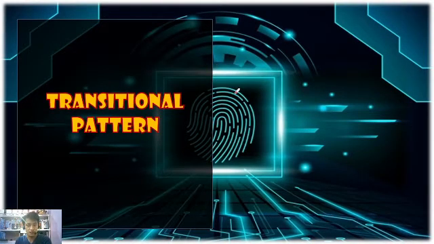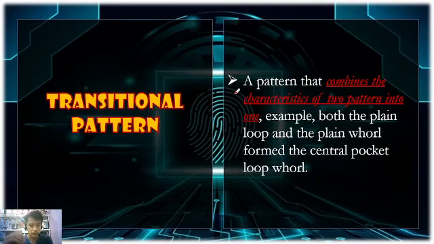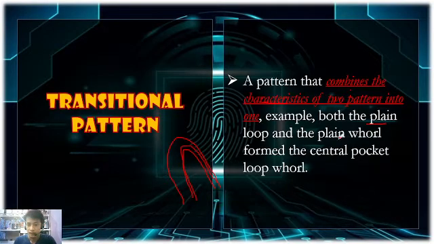So pag sinabi namang transitional pattern, it is almost the same with the composite pattern, but it doesn't necessarily say that it has two cores or two deltas. Again, when we say transitional pattern, it combines the characteristics of two patterns into one, katulad na lang din ng composite pattern. So an example of that is plain loop with plain whirl.